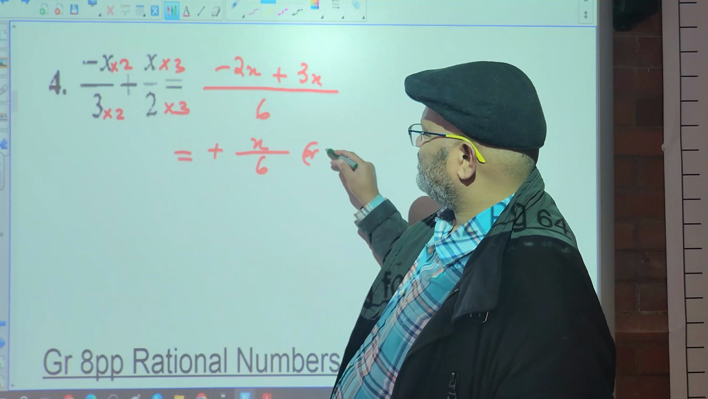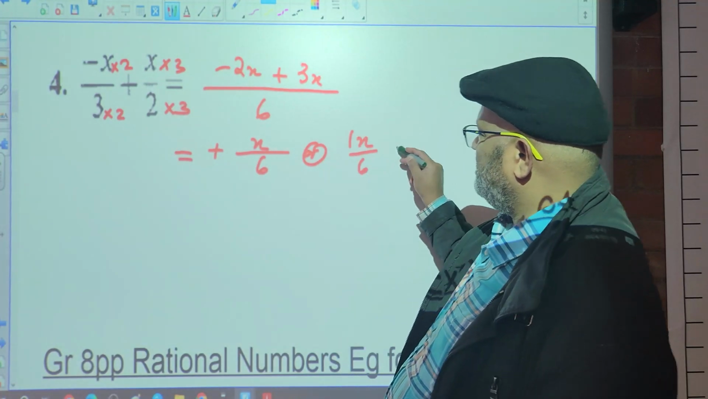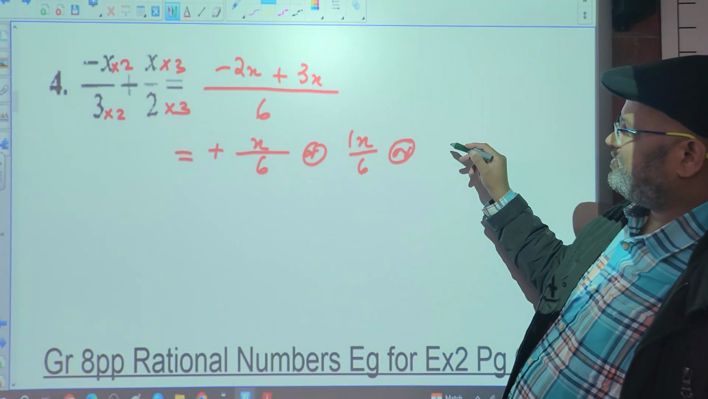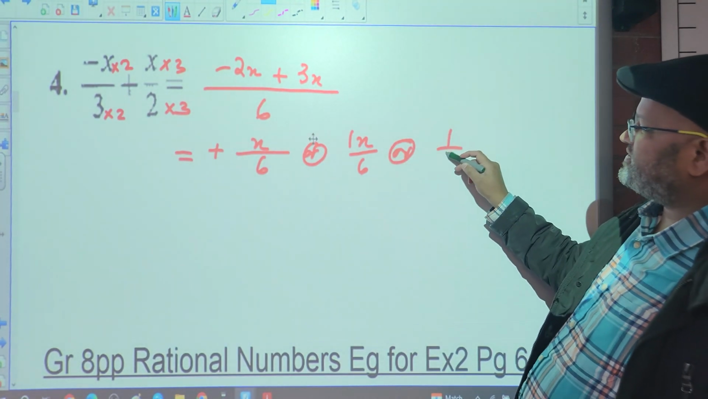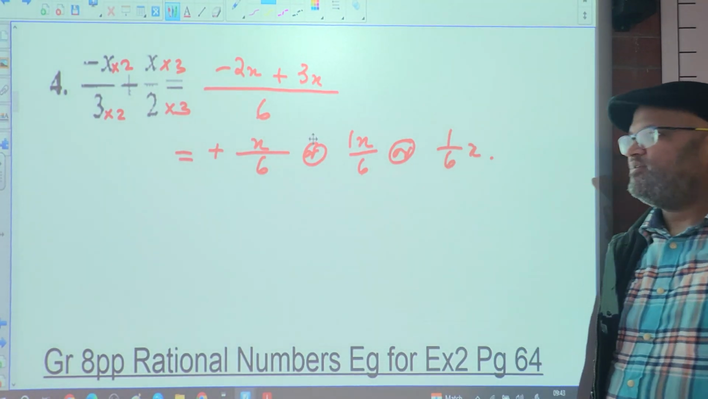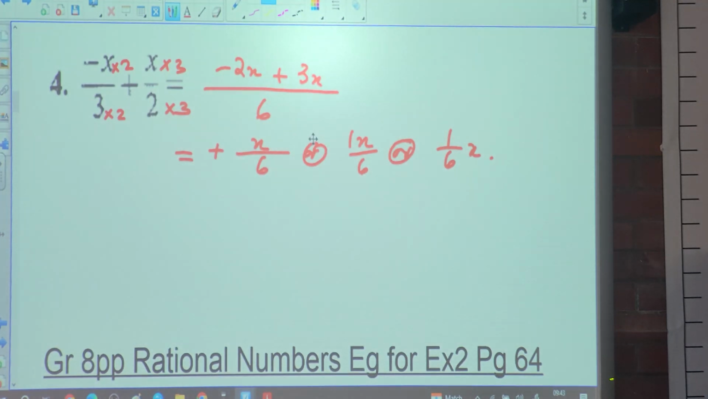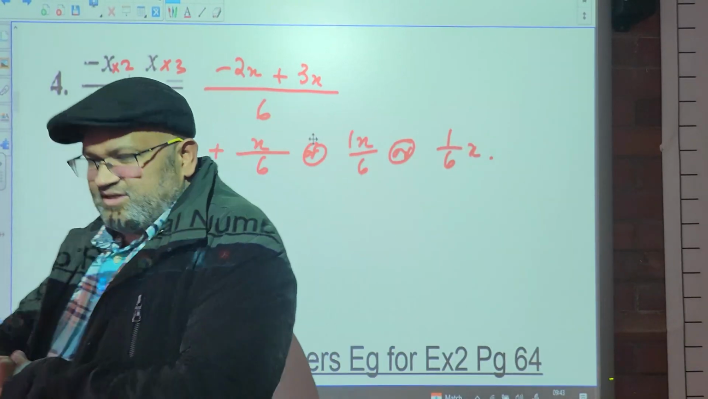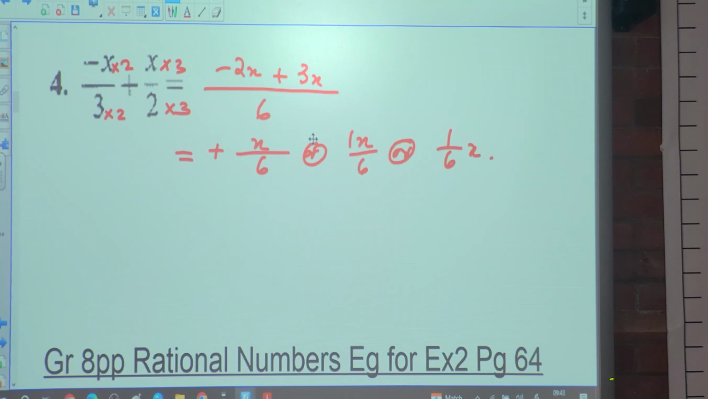So it can be written like that, or 1x over 6, or x over 6. All of that is the same thing. Okay? Khairam, you okay? Any confusion, people? Right. Let's carry on with our lives.